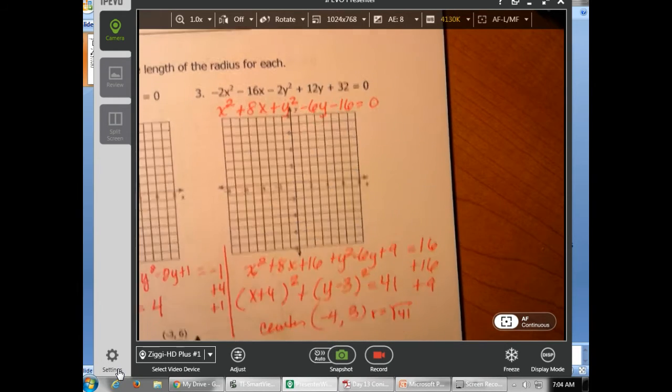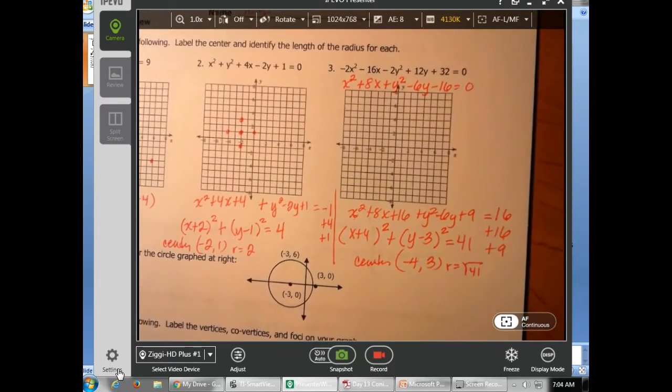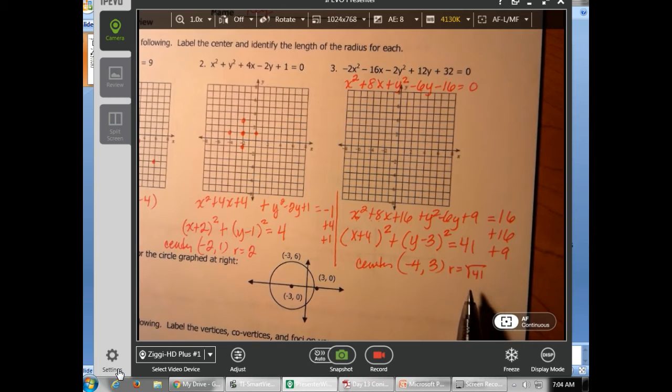Okay, so we talked about this in class that you have to approximate this, thinking about what is the closest perfect square to 41. So that is going to be 36. So this is going to be a little bit bigger than 6, less than 7, because the square root of 49 is 7. So it's going to be between 6 and 7.